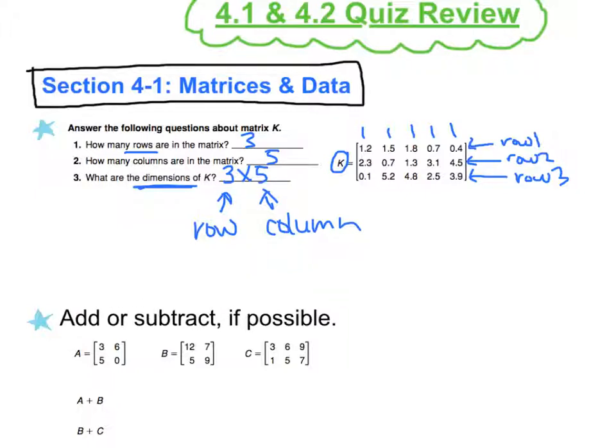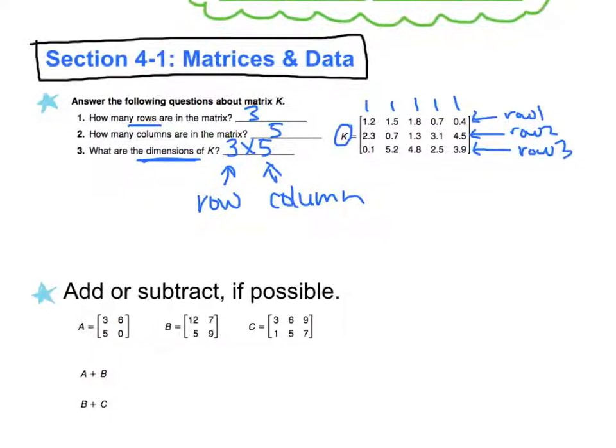Also, make sure you know how to name the entries in each. So this would be 1, 1. This one would be 1, 1. This would be 1, 2, 1, 3, 2, 1, 2, 2, 2, 3, and so on. Okay, so that's the first part.